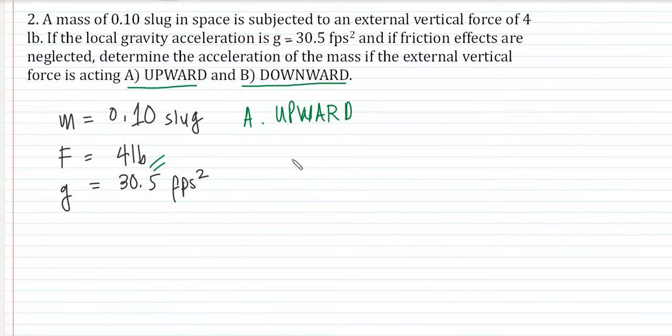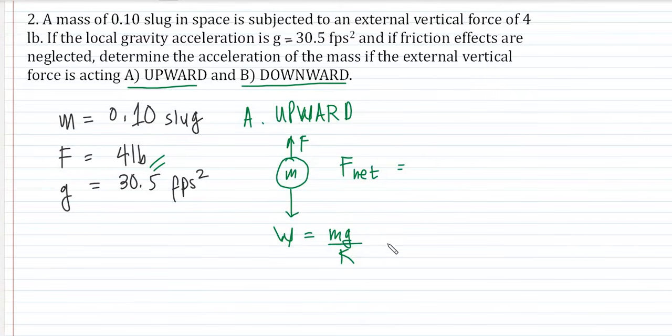So we have here our mass. To illustrate, this is our mass, and our mass will have a weight, of course. And that weight is equal to mg over k. Now, if our external vertical force is upward, let's say that is F, then the net force will be equal to the weight minus the upward vertical force, which is 4 pounds.